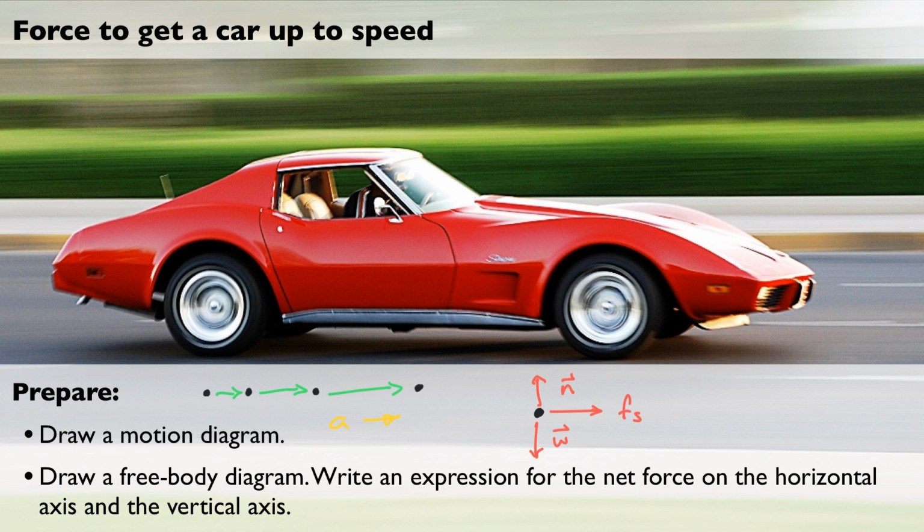Now we can write down expressions for the net force on the horizontal and vertical axes. On the vertical axis, F net is just equal to the upward force minus the downward force. On the x-axis, F net is just equal to Fs. It's just equal to Fs.